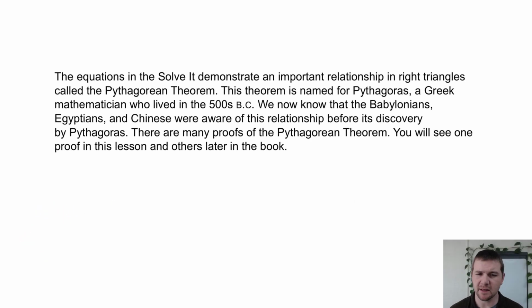The equations in the Solve It demonstrate an important relationship in right triangles called the Pythagorean Theorem. This theorem is named for Pythagoras, a Greek mathematician who lived in the 500s BC. We now know that the Babylonians, Egyptians, and Chinese were aware of this relationship before its discovery by Pythagoras. There are many proofs of the Pythagorean theorem. You will see one proof in this lesson and others later in the book.